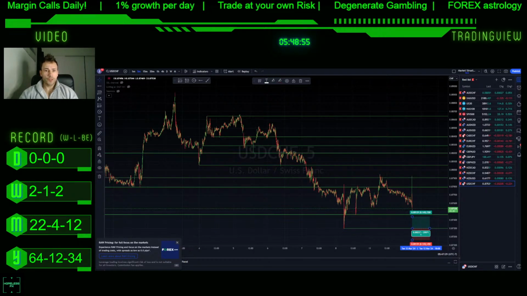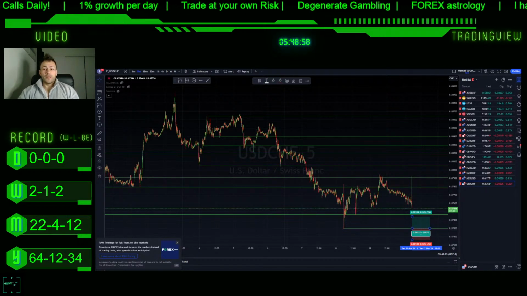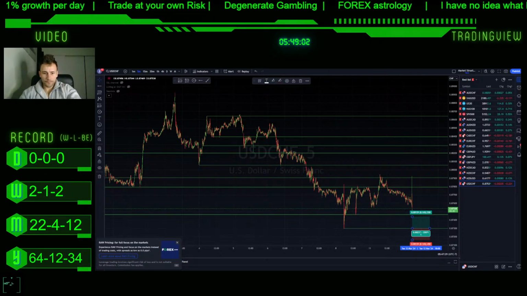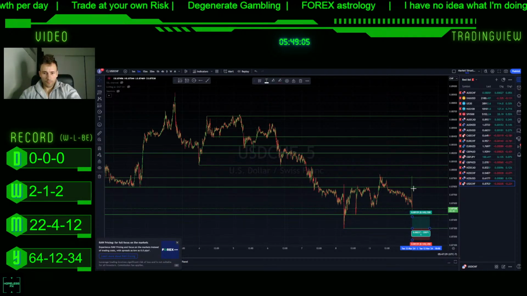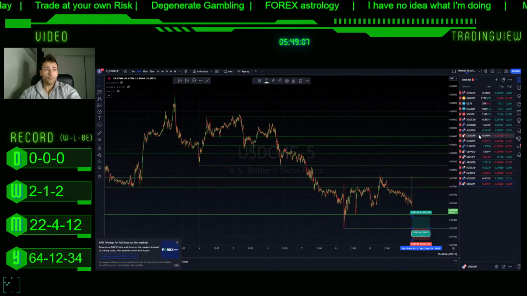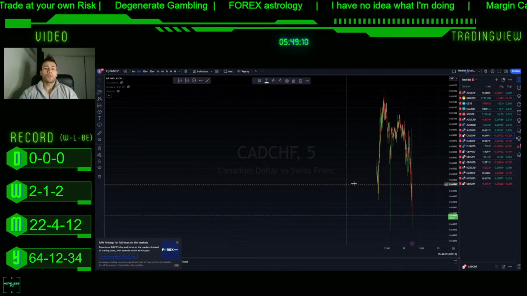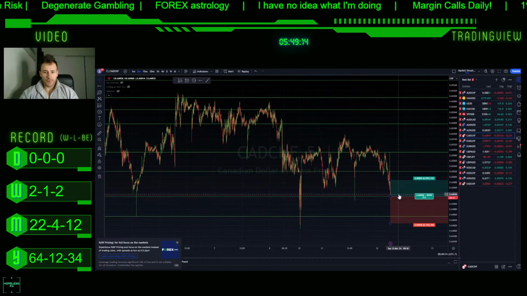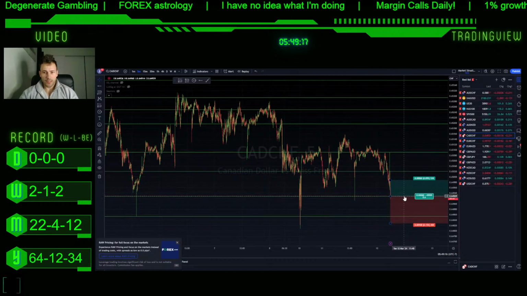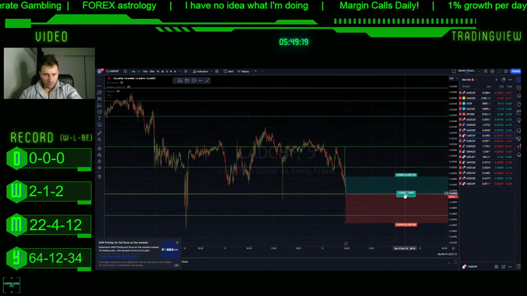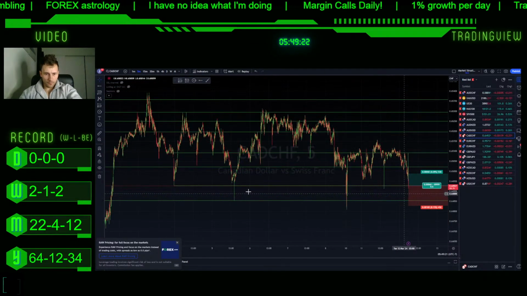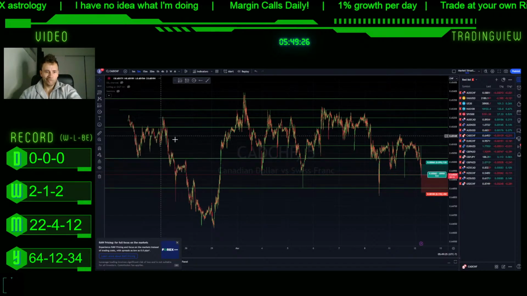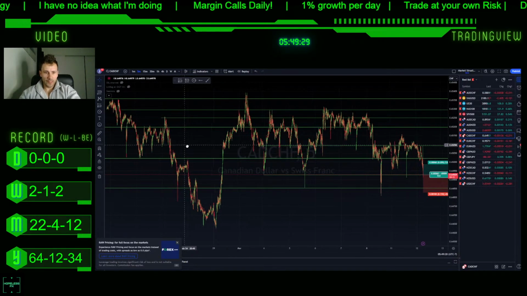Okay, so we're in two positions right now. We're in CADCHF and EURCHF. CADCHF again, we got it down here at 9.3. Not a whole lot of previous price action to look off of for sort of indicating what we do at this level.